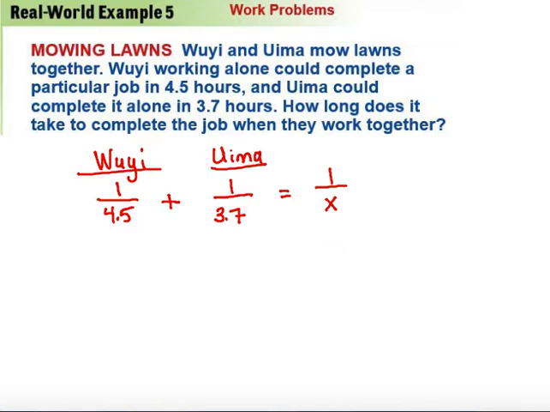All right, so now it becomes just a simple rational problem. And if I look at my LCD to both sides of this, 4.5 times 3.7 is 16.65x. So I'm going to go ahead and multiply both sides of my equation by my LCD.